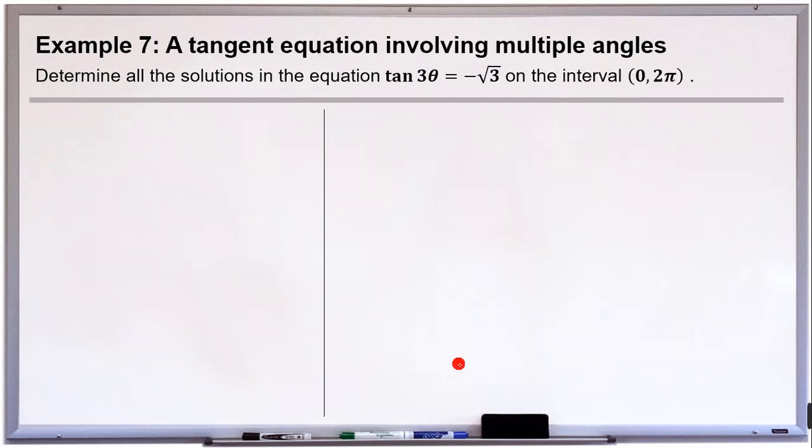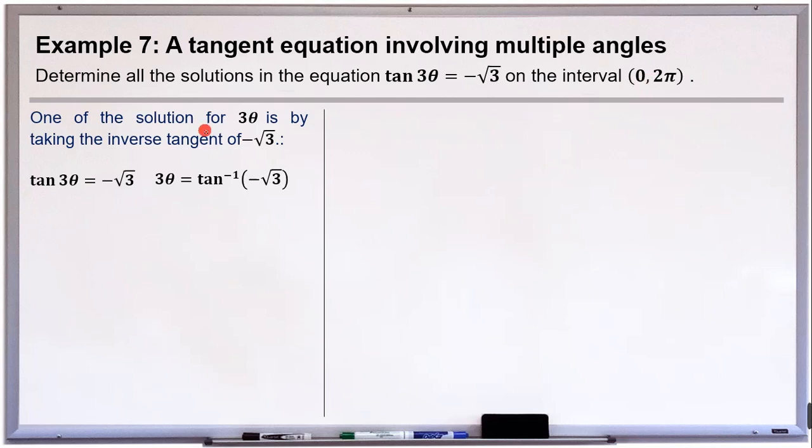Next, we have a tangent equation involving multiple angles. Determine all the solutions of the equation tangent of 3 theta equals negative square root of 3 on the interval 0 to 2 pi exclusive, which means that 0 and 2 pi are not part of the interval. Now, since we are given an interval, we are only limited to angles within this range. So we will not consider all the angles beyond 2 pi or beyond 360 degrees.